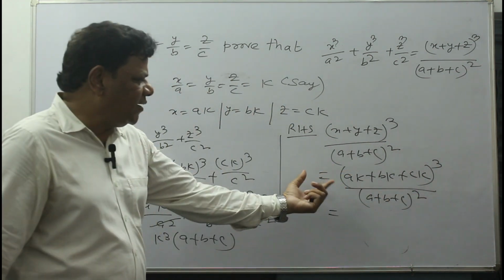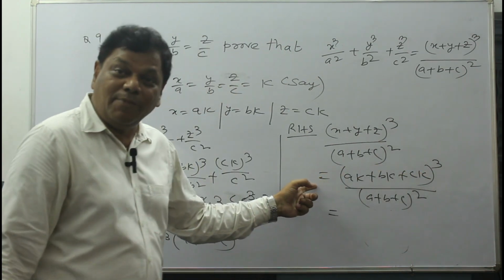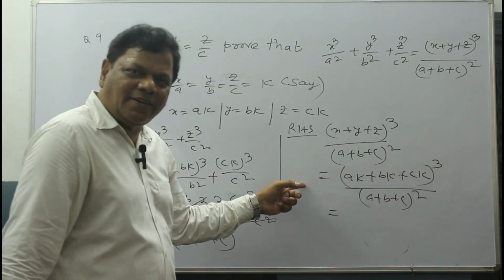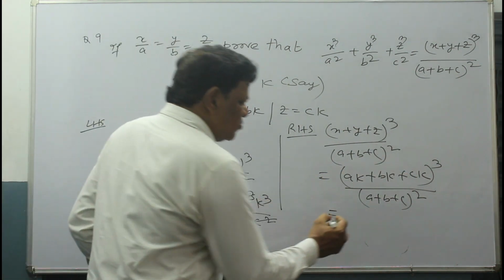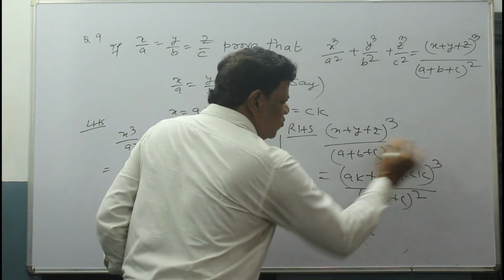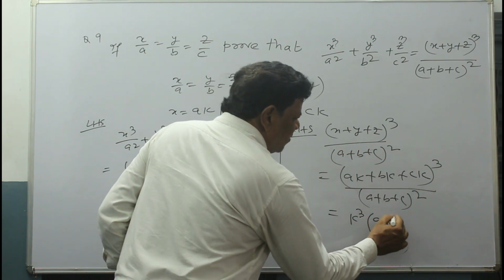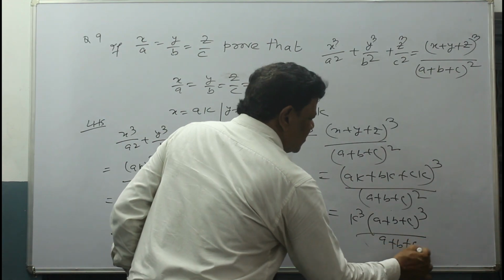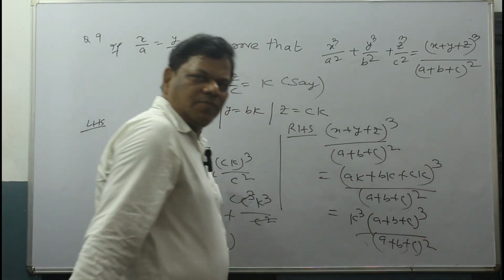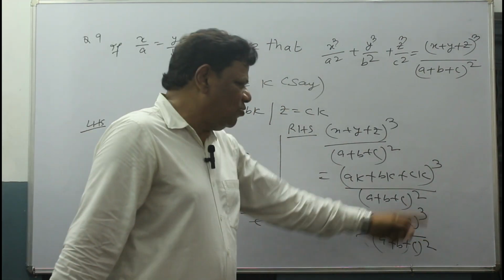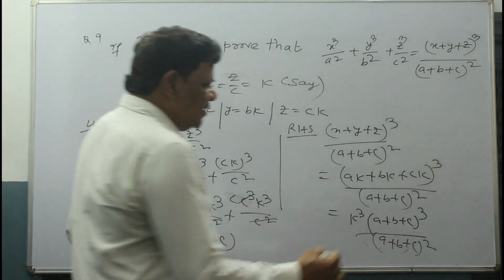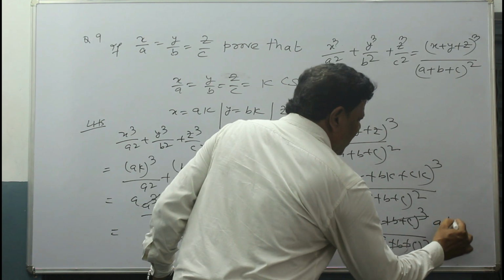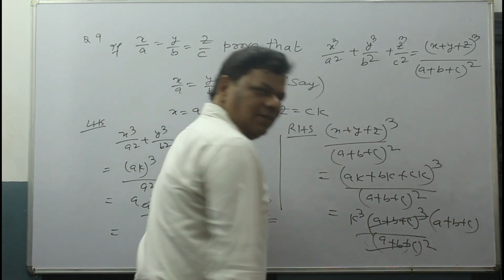Okay, from here what is common? Common is k. But remember, whole cube is given. So when I take k common, then k cube should be there. So write down k cube. This cube comes on that also. Now a plus b plus c whole cube by a plus b plus c whole square. These I have to cancel. What is left? Here left a plus b plus c.